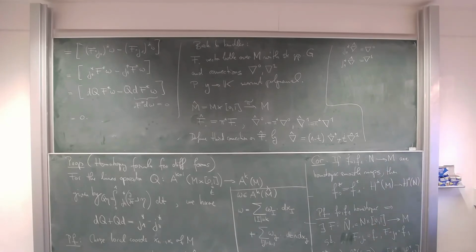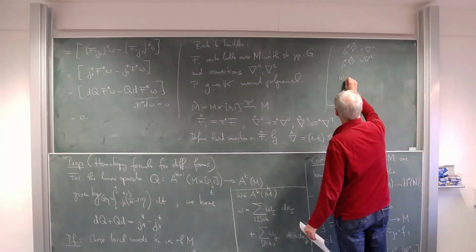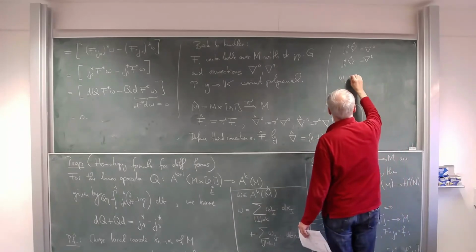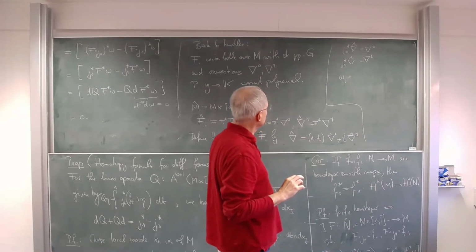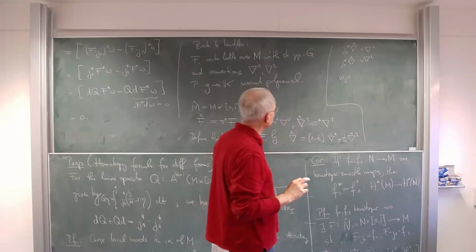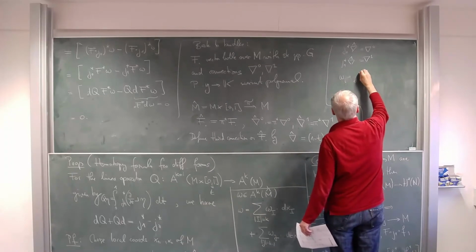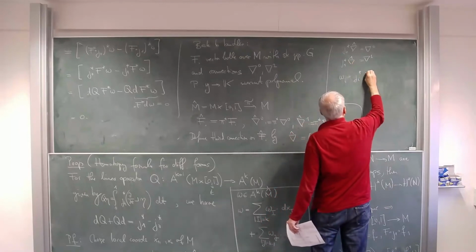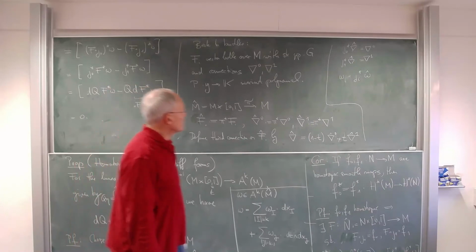Now, what can we say about the connection forms? So the connection form of omega I, with respect to some local trivialization, for I equal 0 or 1, is obtained by pulling back the connection form of omega hat, right? And what's the connection form of omega hat?